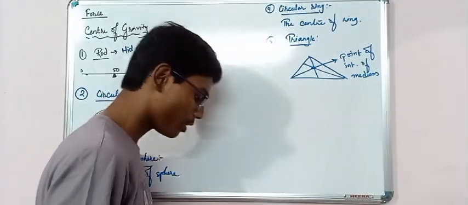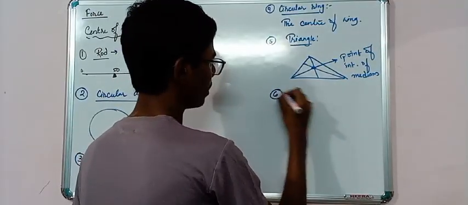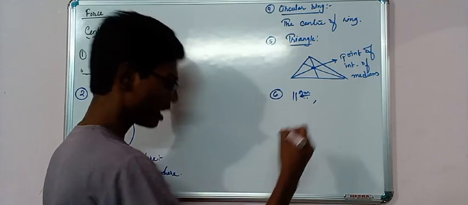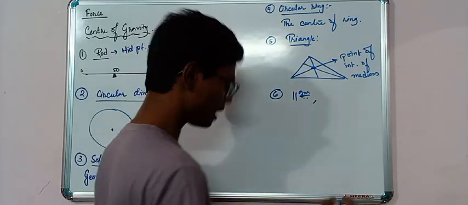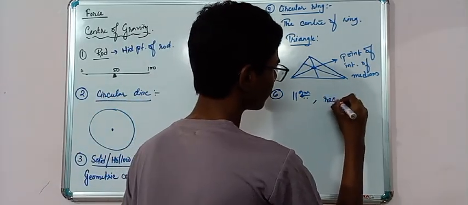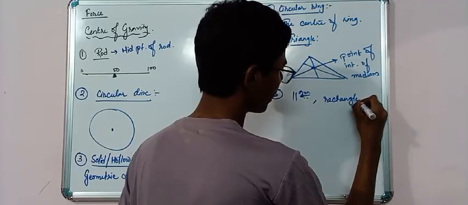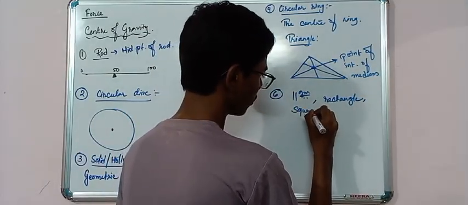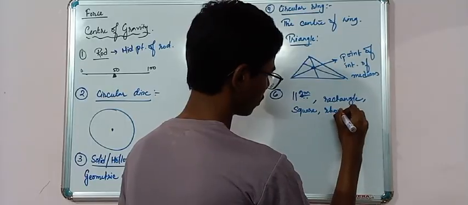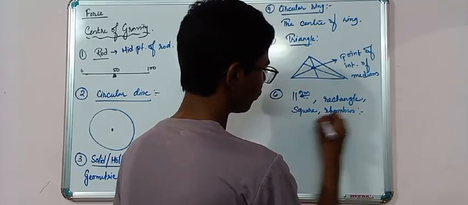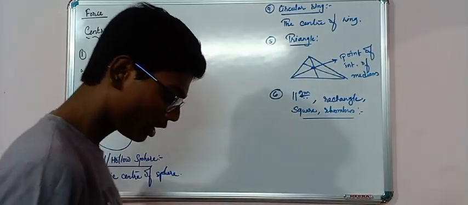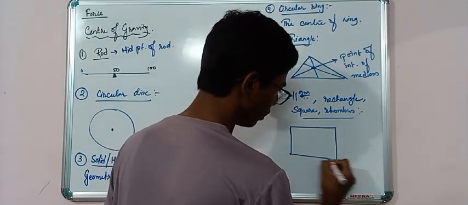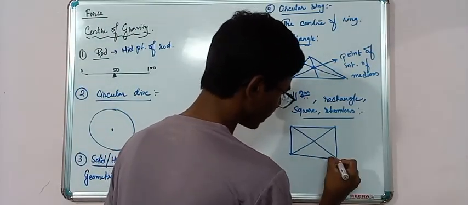Next comes parallelogram. The short form is written like this. For rectangular lamina, so for rectangle, and for square or rhombus. The point of intersection of the diagonals. That means suppose I am drawing a rectangle only, the point of intersection of the diagonals.